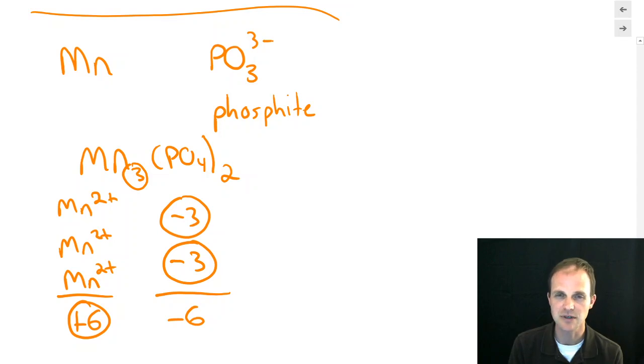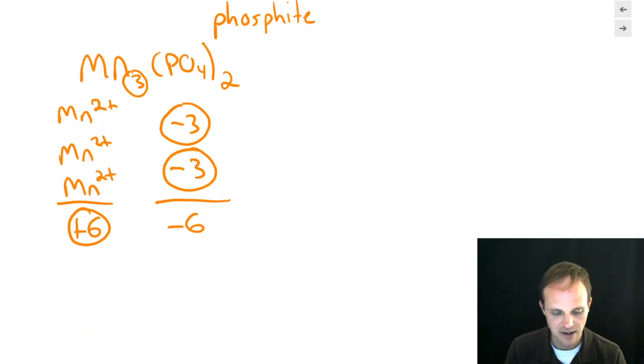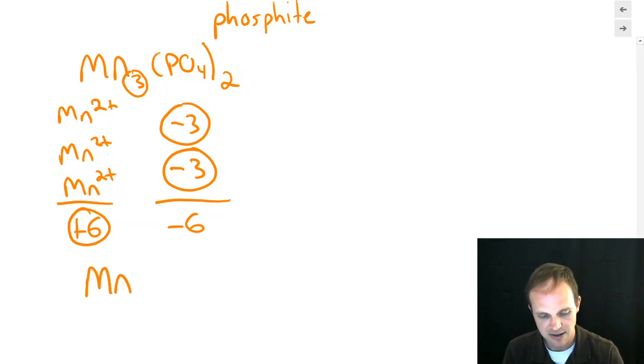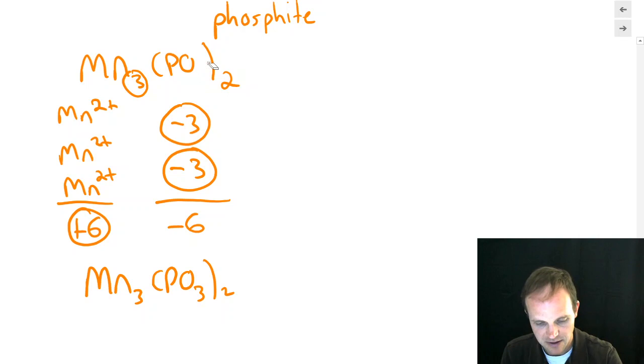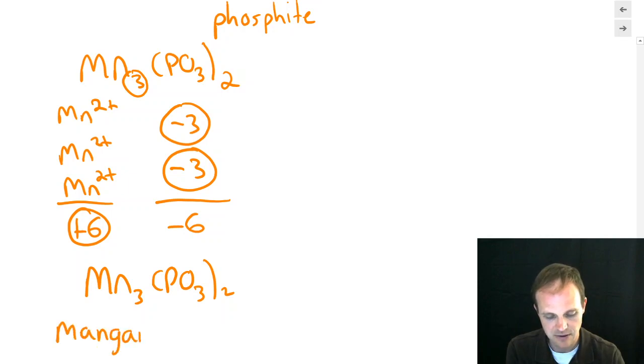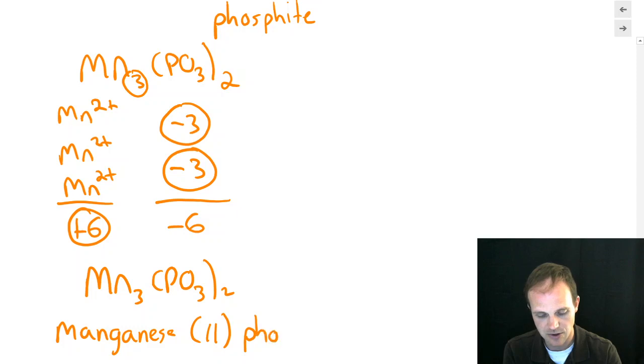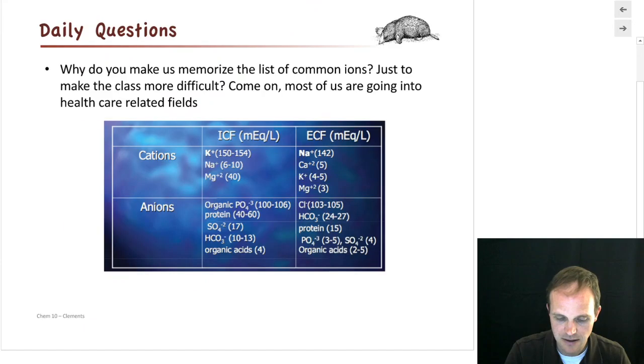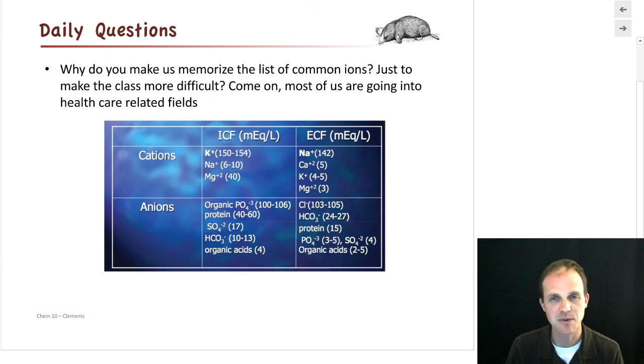It's a little bit of extra work to balance all those out, but you'll figure it out. And what do I end up with? I have Mn3(PO3)2. I'm sorry, PO3. I have to correct myself up here, because I have my phosphite, which is PO3, and it's called manganese. I have 3 manganese, but remember what goes in the parentheses is the charge. Manganese(II) phosphite.